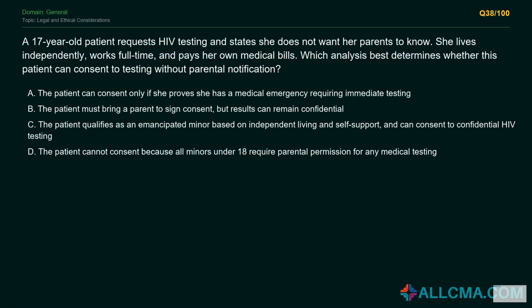Option A. The patient can consent only if she proves she has a medical emergency requiring immediate testing. Option B. The patient must bring a parent to sign consent, but results can remain confidential. Option C. The patient qualifies as an emancipated minor based on independent living and self-support and can consent to confidential HIV testing. Option D. The patient cannot consent because all minors under 18 require parental permission for any medical testing.